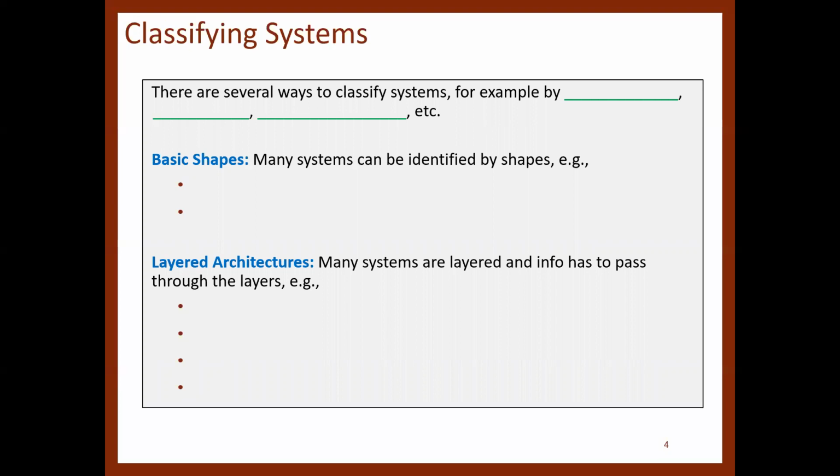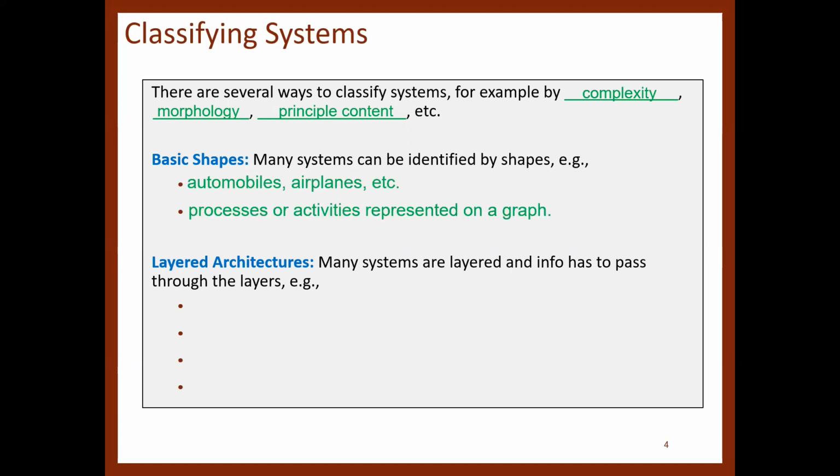Classifying systems. There are several ways to classify systems, for example, by complexity, morphology, or the principal content. There are basic shapes. Many systems can be identified by shapes, for example, airplanes, cars, or processes or activities represented on a graph. So you can identify them by looking at the shape.